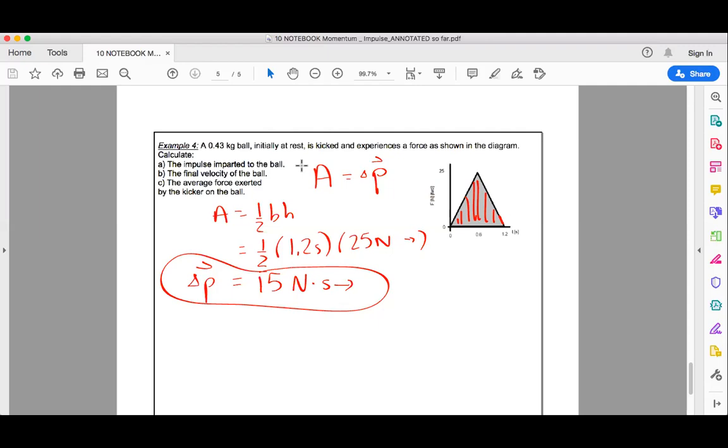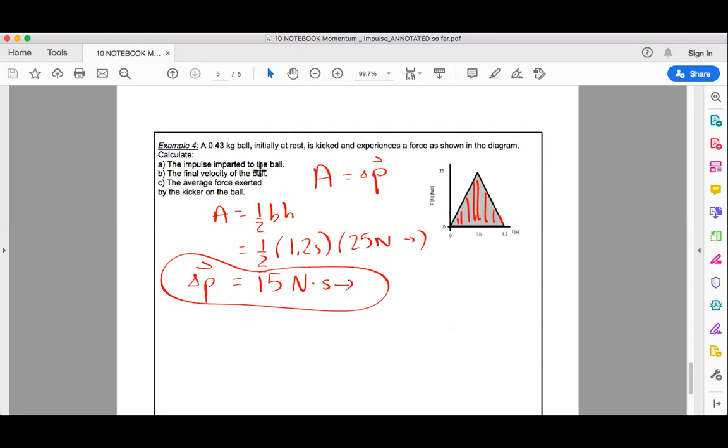because initial is 0. So we get that by doing force times time if we know the average force, or if we're told it's a constant force, but we're not told that. We're told the force goes from 0 to 25 and then 25 to 0. Area of a triangle is 1/2 base times height. The base is 1.2 seconds and the height is 25 newtons. Multiply that by 1/2 and we get 15 newton seconds forwards.